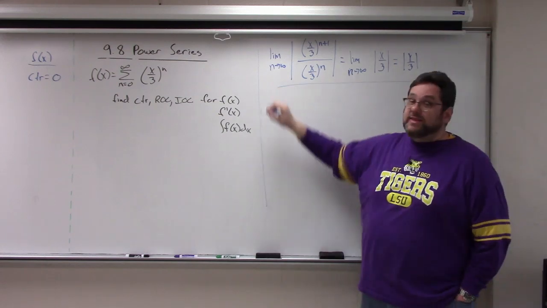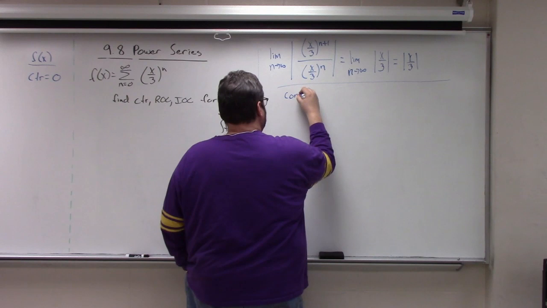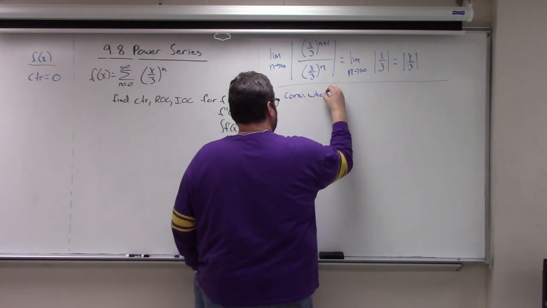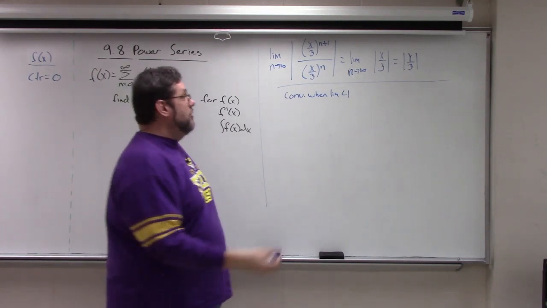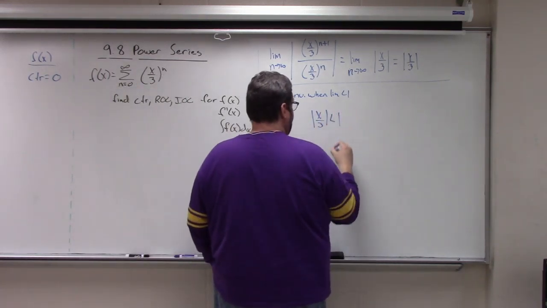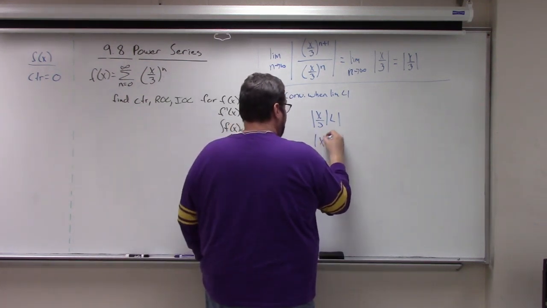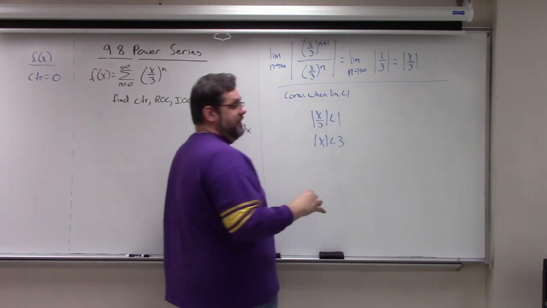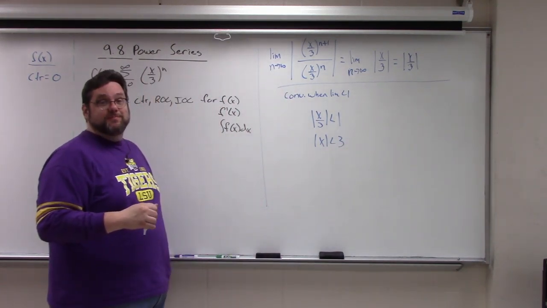All right, so there's my limit. We have convergence when the limit is less than 1. So we want x over 3 to be less than 1, which means we want the absolute value of x to be less than 3. Guess what our interval of convergence is? 3.